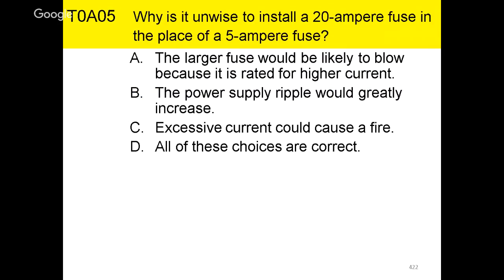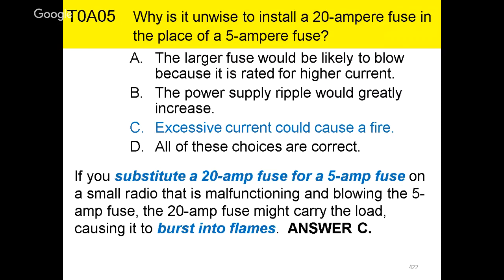So why is it unwise to install a 20 amp fuse in place of a 5 amp fuse? Boy, I've seen people put in pennies and bolts and screws and iron bars. They don't even mess with putting in another fuse. But at any rate, what will eventually happen is that it will cause too much current and cause a fire. So if your 5 amp fuse blows, you want to replace it with a 5 amp fuse. And if it blows again, then you've got some issues that you've got to troubleshoot, and go in and find out what's causing excessive current to occur.